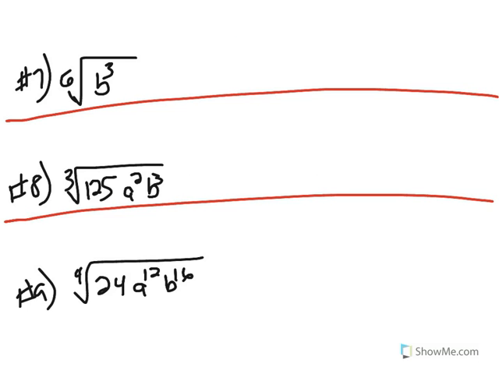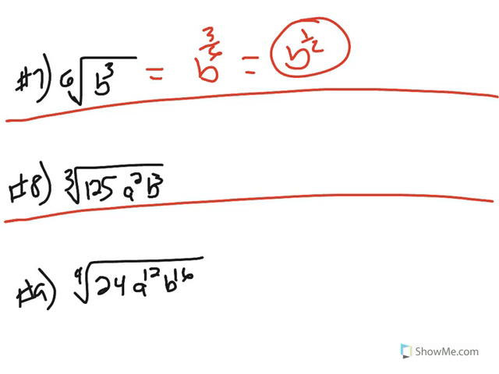All right, number 7. The 6th root of b cubed. The directions: express using rational exponents. Well, you write the base, and then your exponent is the previous exponent as the numerator, and the previous root as the denominator. So that would be 3/6. 3/6 reduces to 1/2. So that would be b to the 1/2.